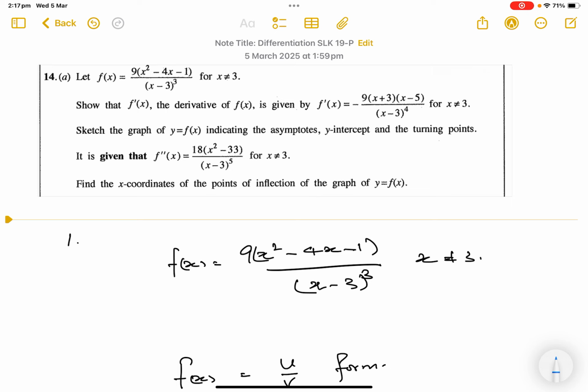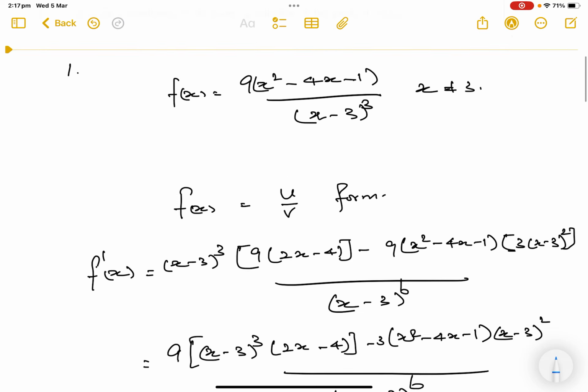A past question on differentiation and graph sketching from a Sri Lankan A-level past paper. Let f(x) equal 9 times (x squared minus 4x minus 1) divided by (x minus 3) to the power of 3, x not equal to 3. Show that f dash x, the derivative of f(x), is given by minus 9 times (x plus 3) times (x minus 5) divided by (x minus 3) to the power of 4. Let's do this first part.